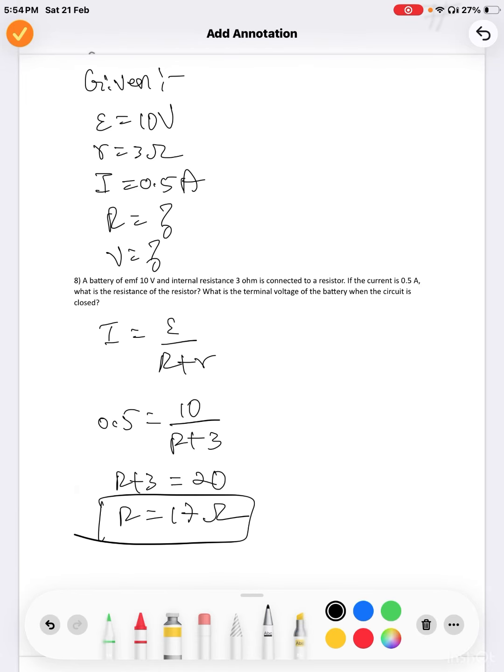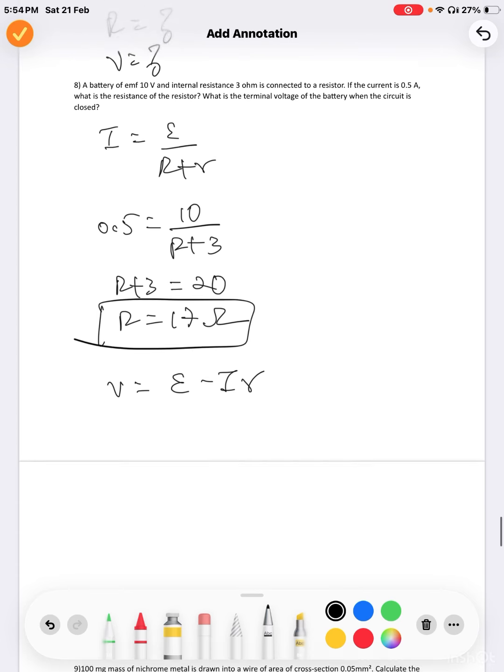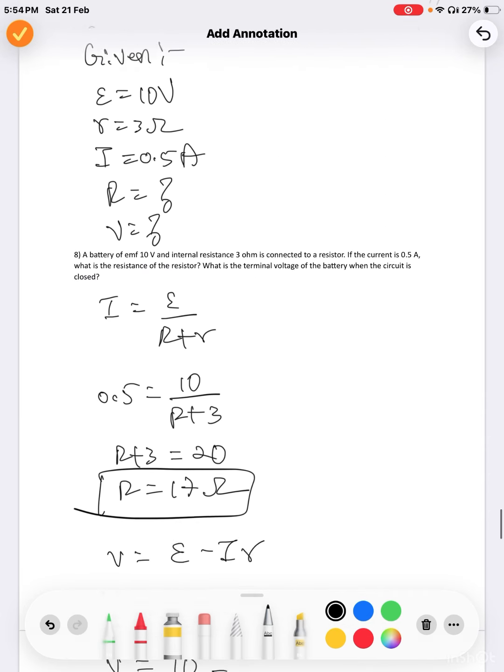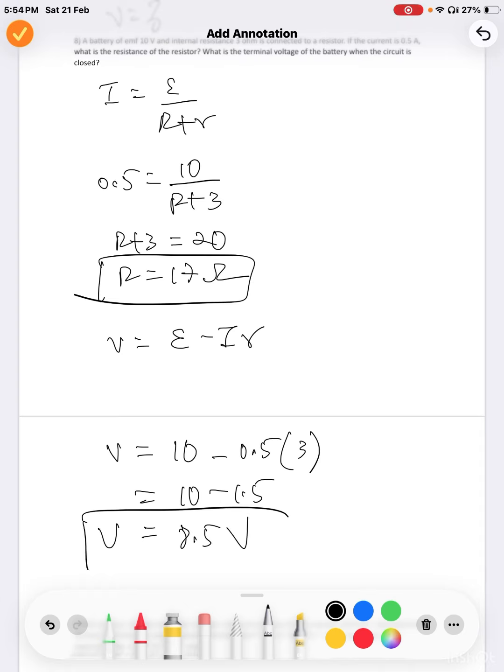If the external resistance value is 17 ohm, we can find the terminal potential, because terminal potential equal to EMF minus Ir. In this scenario, what is the terminal potential equal to? EMF is 10 volt as per the question, minus current. Current they gave as 0.5, 0.5 into internal resistance value they gave as 3. So 10 minus 1.5, that becomes 8.5 volt, the terminal potential value.